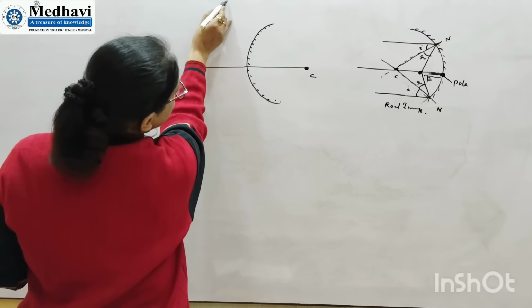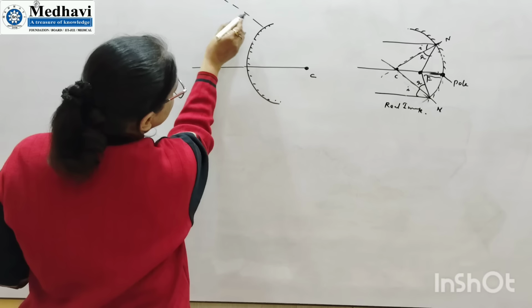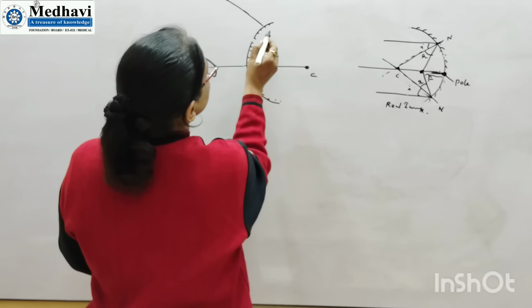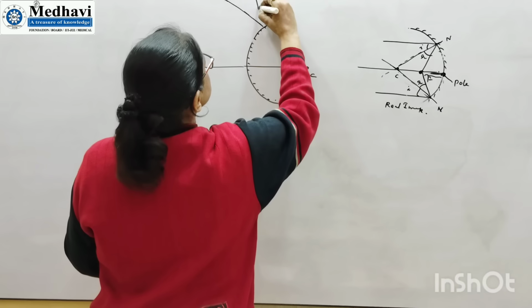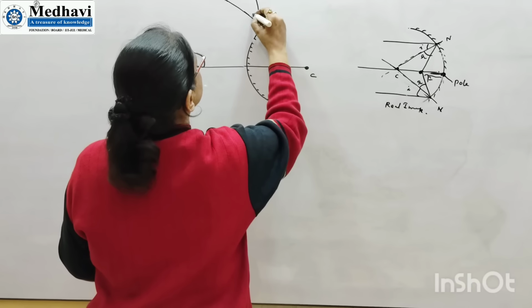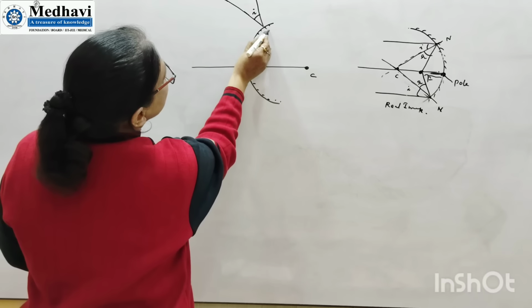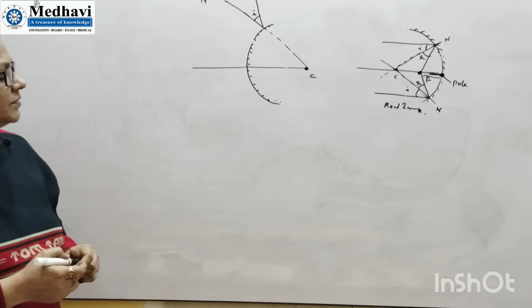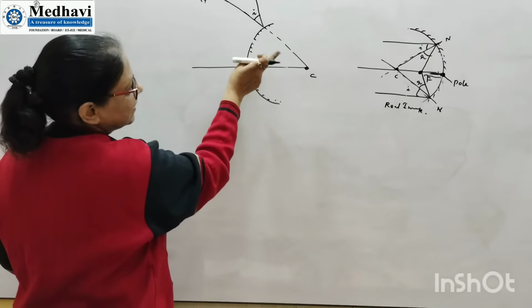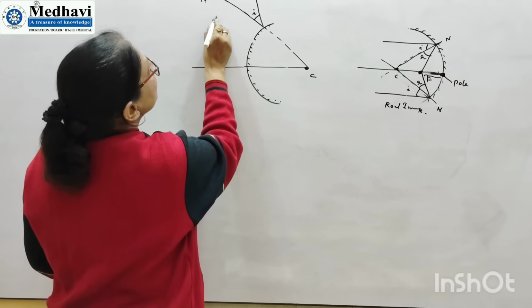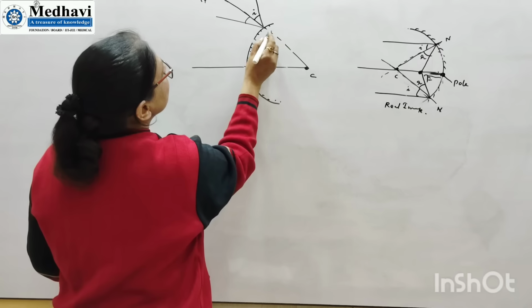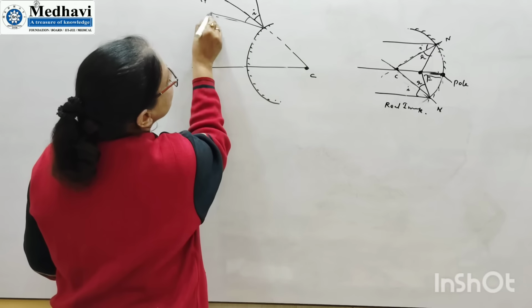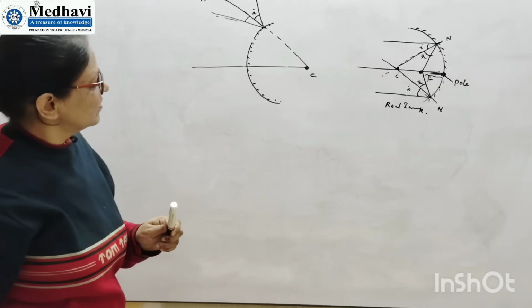suppose a ray will strike here. This is the normal. We will extend it and it will be reflected back here.